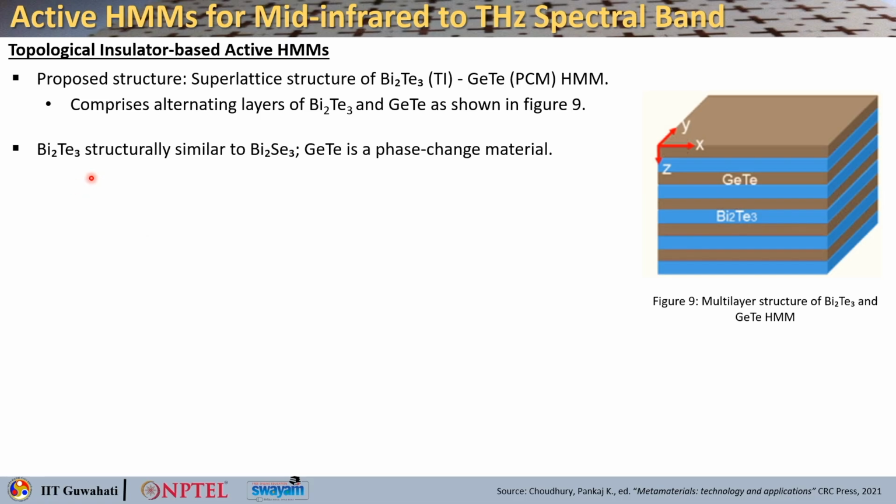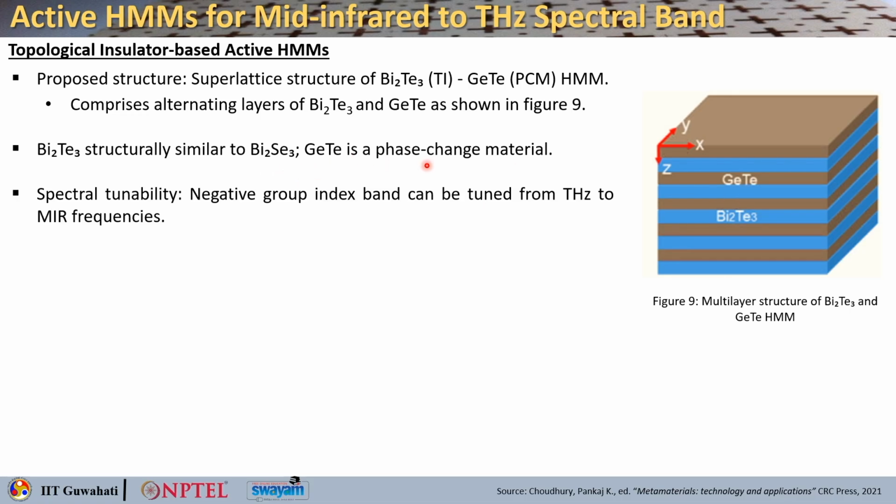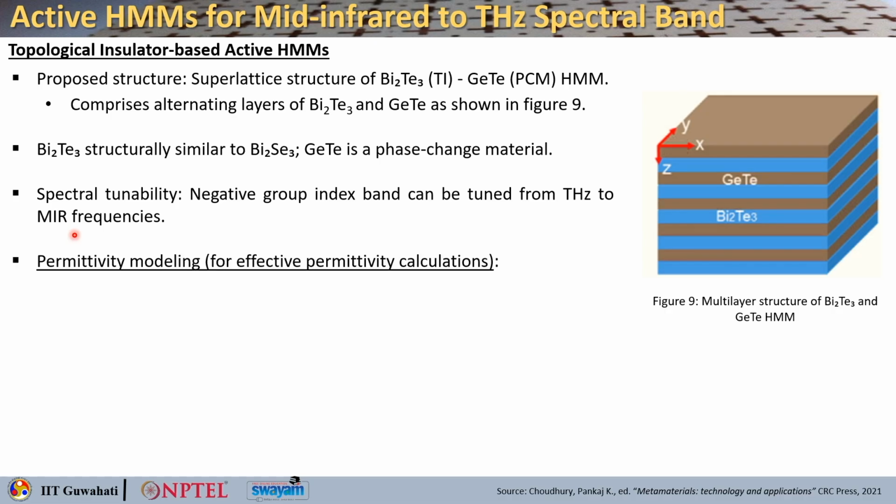So why do we use this? Because bismuth telluride is structurally similar to bismuth selenide, and we use germanium telluride as a phase change material here. And you will see that the negative group index band can be tuned from terahertz to mid infrared frequencies in this particular case.